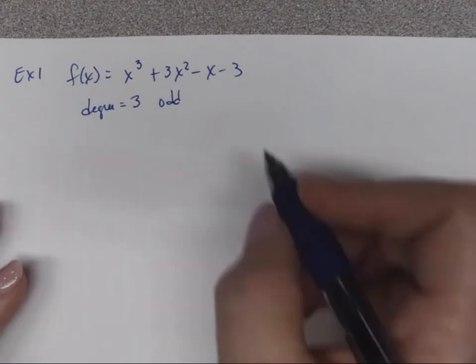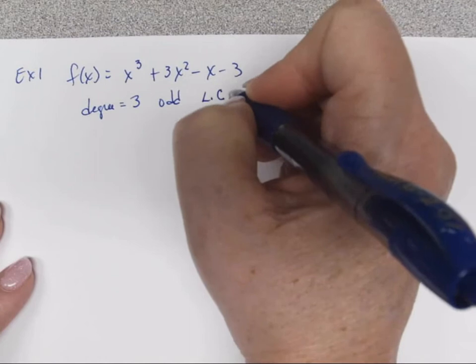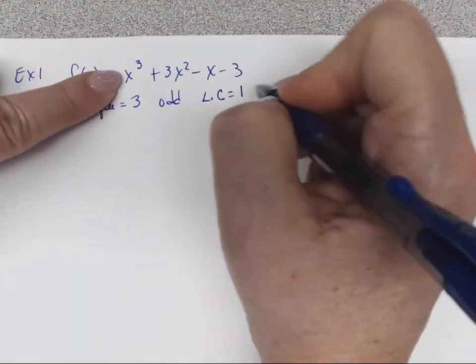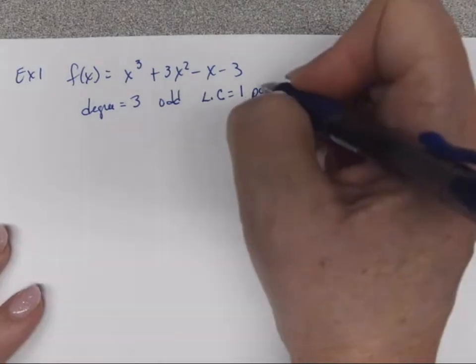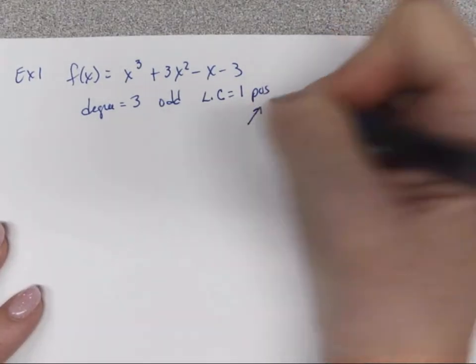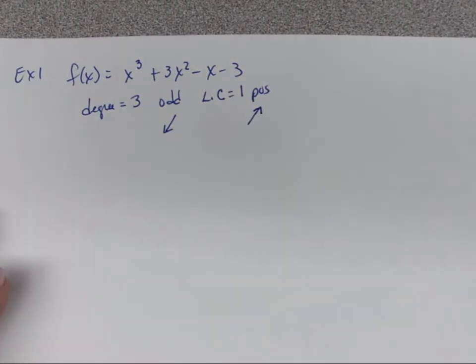So with the odd, we need to know what the leading coefficient is. The leading coefficient in this case is going to be 1, but what we really care about is that it's positive. So if it's positive, that means it's going to go up. And because it's odd, it will go opposite. So I'm just looking for the 2 arrows.